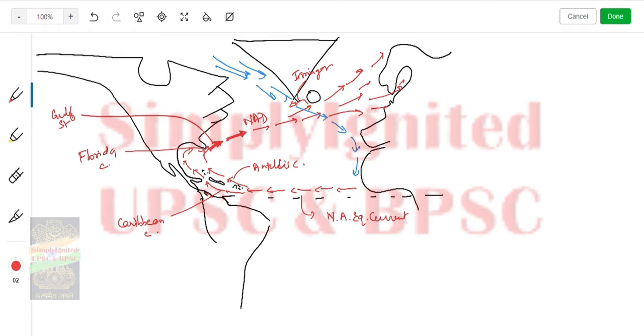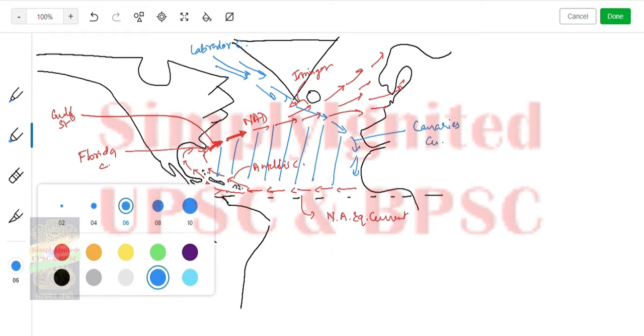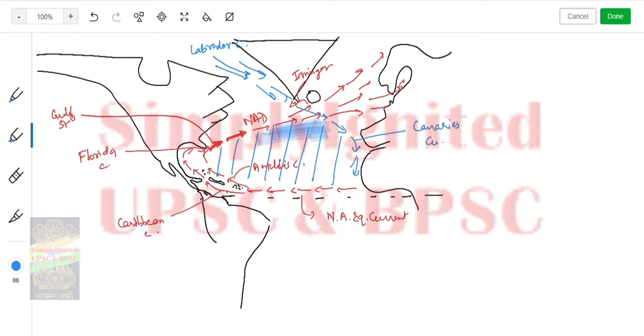This is the Iceland current. This is the Labrador current, and this is the Canaries current. Fine, so this is the structure. This is your North Atlantic gyre. Let me mark it. The entire thing is your North Atlantic gyre. What is a gyre? You get a reading of that from your static notes. This is just for revision's sake.